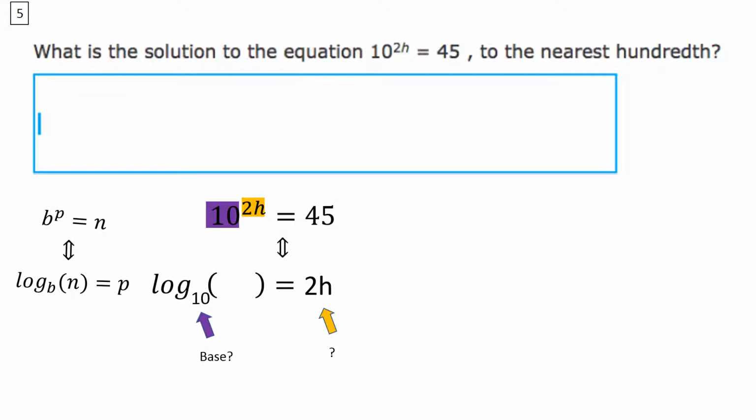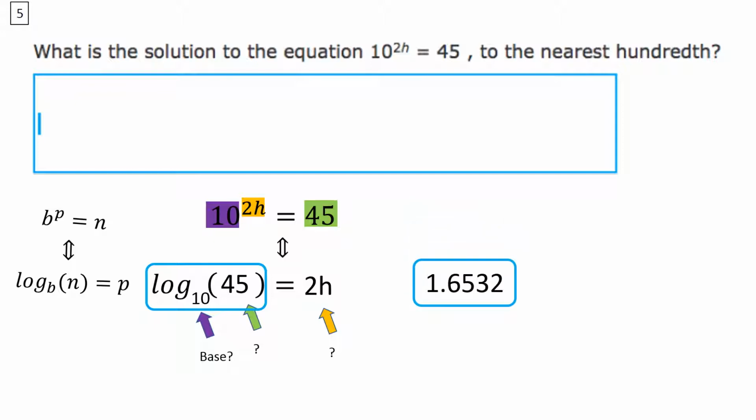But we've got to take the log of something. We can't just have a log by itself. What do we take the log of? Well, the only other number here is 45. So that's log base 10 of 45 equals 2h. Well, log base 10 of 45, that's just a number. You don't have to be scared of that number. Put that in your calculator, and it should spit out 1.6532. Keep a bunch of decimal places so you don't have to worry about the rounding. And that's still equal to 2h.